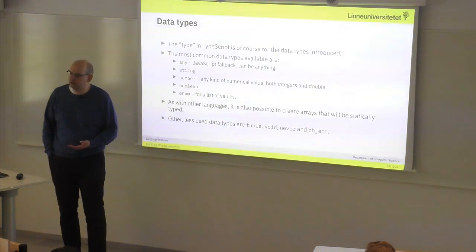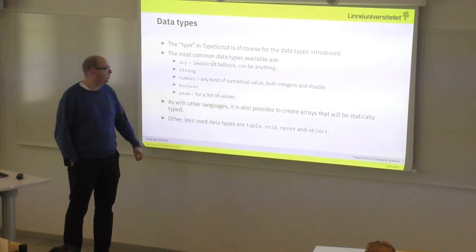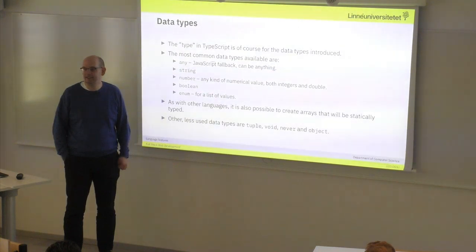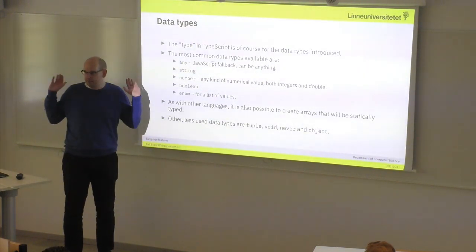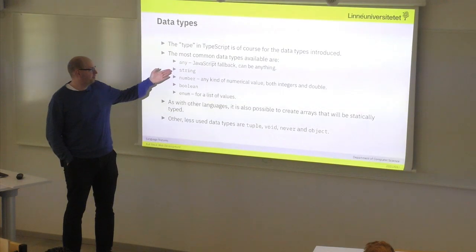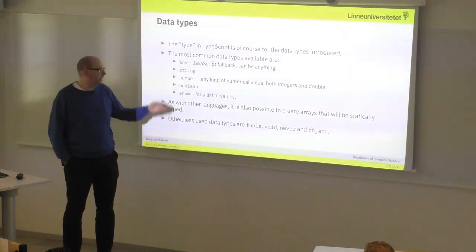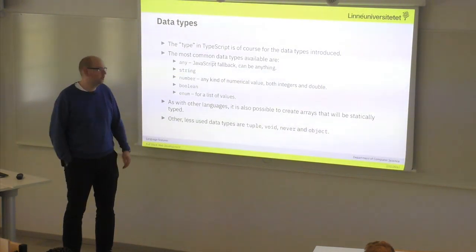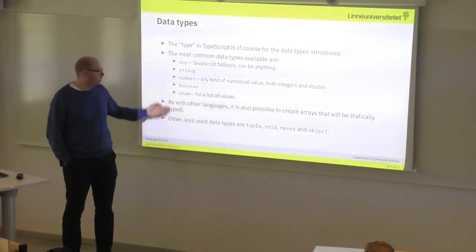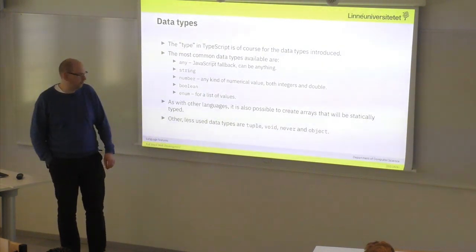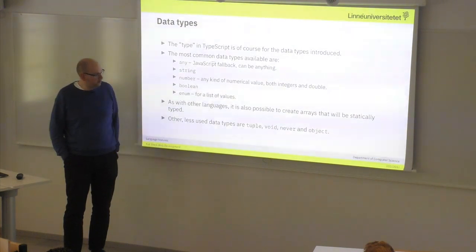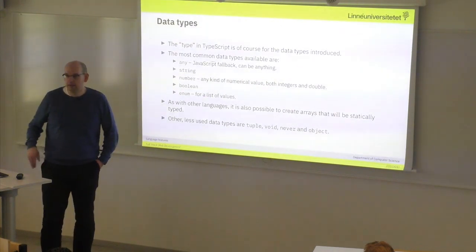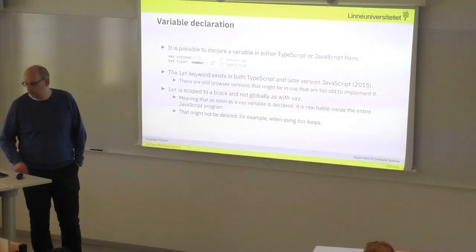Okay, so we have a number of types. We don't have that many types, but we have a number of types. We have any for the lazy ones. Okay, I don't want to make a commitment. But we also have string, and we have number, and they've been a bit lax there. Okay, it's any number, but that's usually sufficient. We've got Boolean, enum, if we want to create lists of values. And there are a number of others like void, tuple, never, and object as well.